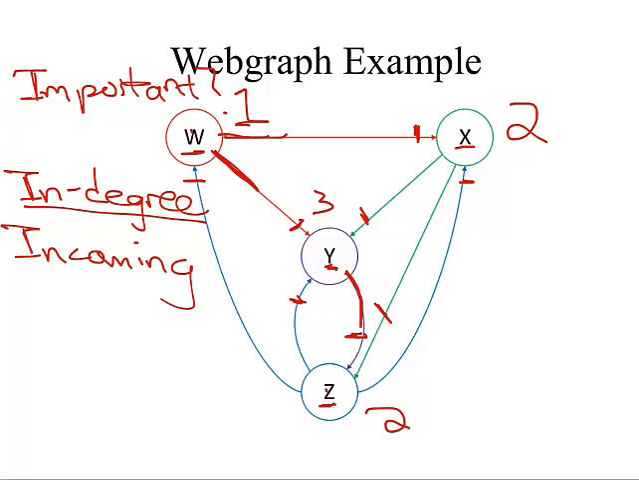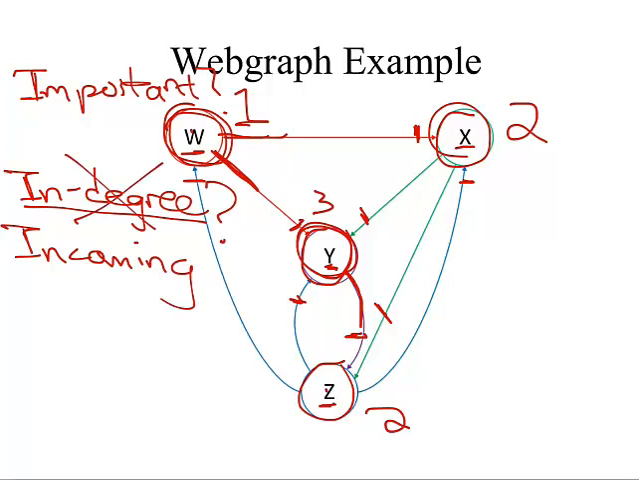So by this logic, Y would be the most important node because it's the most commonly cited. X and Z would tie for second place, and W would be third. But the question is, is this really the way that we should do it? Is this really the right notion of importance? And as it turns out, Google does not think that in degree is enough to represent the importance of web pages. And we will look at that throughout the rest of the section.